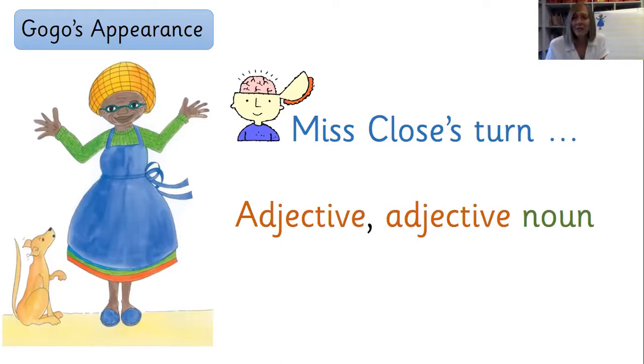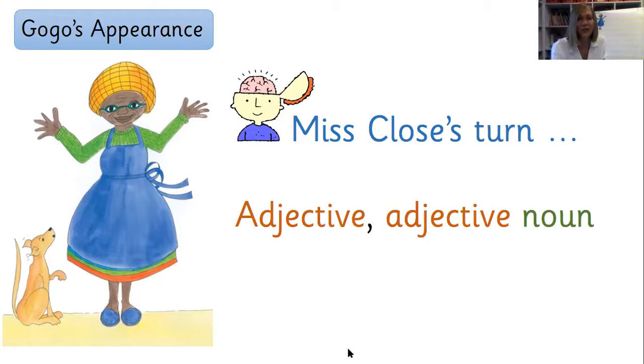And when I'm using my expanded noun phrases, I'm not just going to use one adjective, I'm going to use two adjectives. So I started off by saying that Gogo had a bright headdress, but that's only one adjective. I've got to think of another one. So Miss Close could say bright, round headdress. I've got my adjective, adjective, noun.